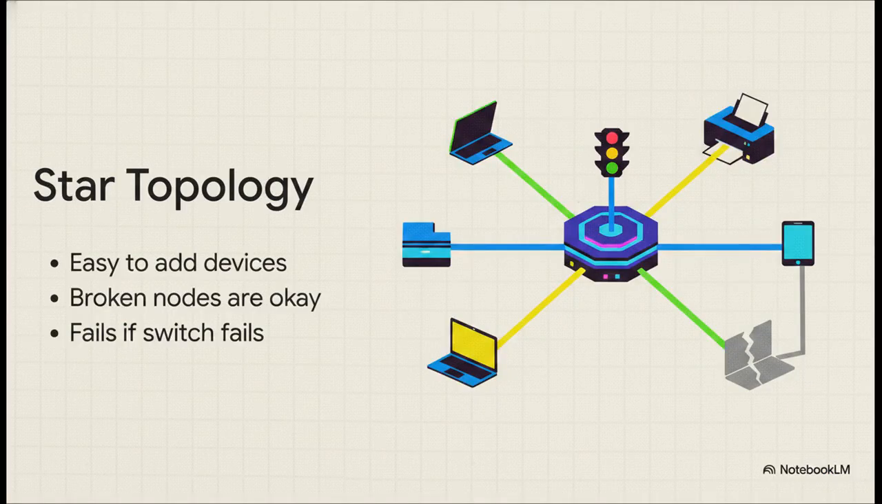Now, this layout is fantastic because it's highly resilient. I mean, one dead laptop isn't going to take down the whole office network. But there is a catch. There's a single point of failure. That central switch acts exactly like a traffic cop. If the cop goes on strike, well, the whole intersection shuts down and your entire network goes totally dark.